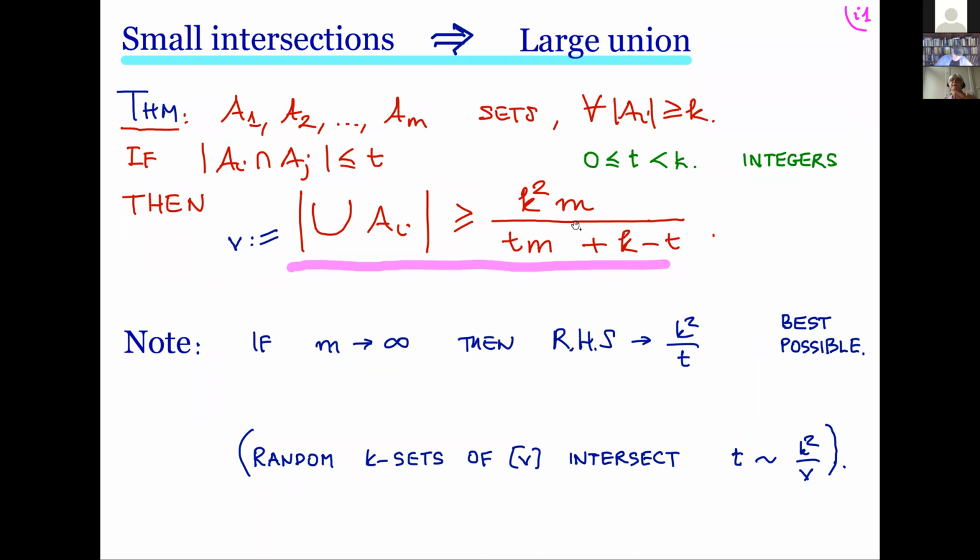So we always think that m is large. We have many k-element sets. Then the union will be something like k squared over t. And this is a kind of best possible bound. Even equality can hold for several values. There's a large area of mathematics investigating the equality case. For example, finite projective planes are such a class, and other nice symmetric structures.